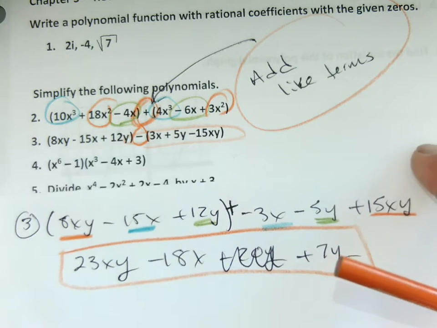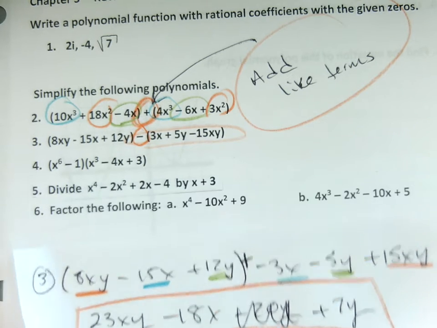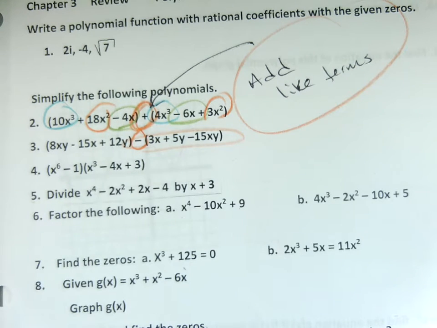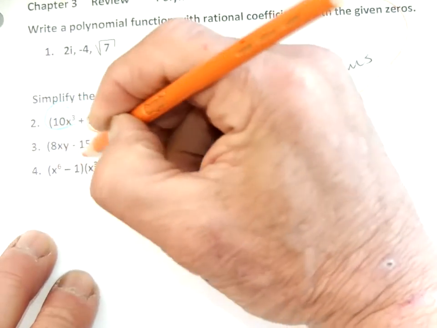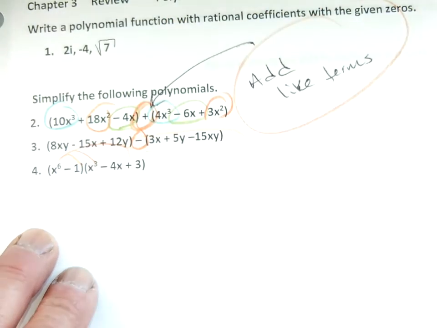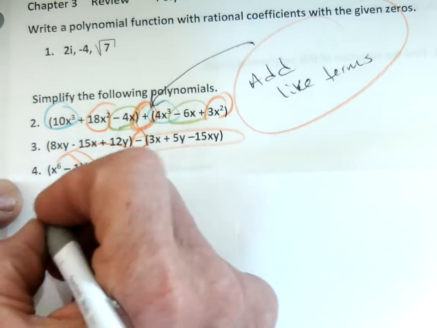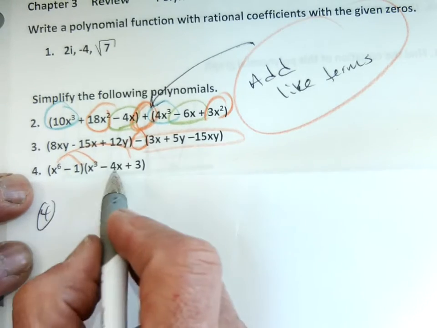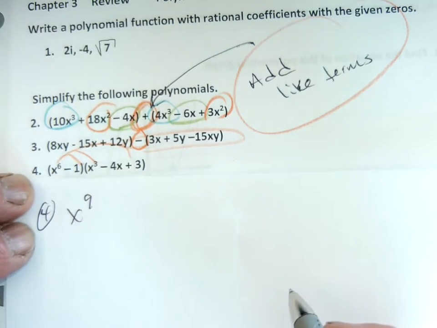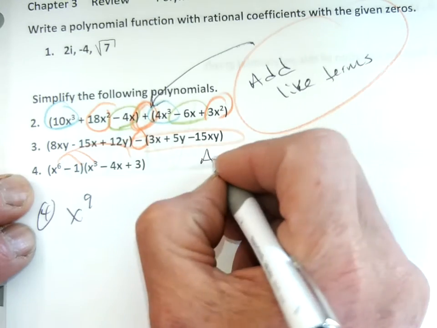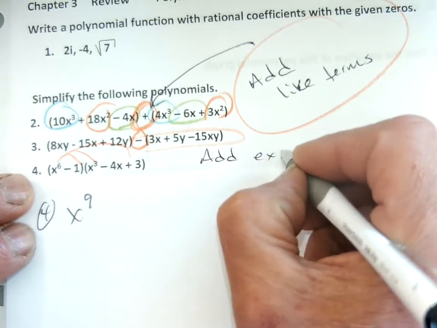Oh, you guys are on 4 already, huh? Okay, you're on 4. So it's a big FOIL. It's this times this, this times this, this times this, okay? Let's do that first. All right, number 4. So x to the 6th times x cubed is x to the 9th. We're going to add exponents.